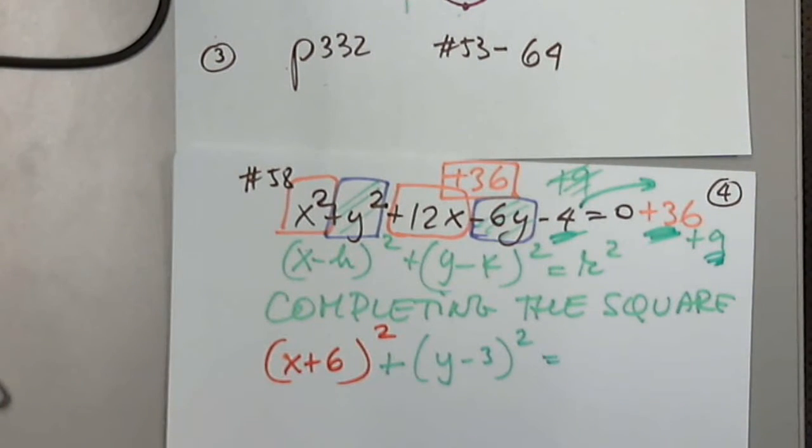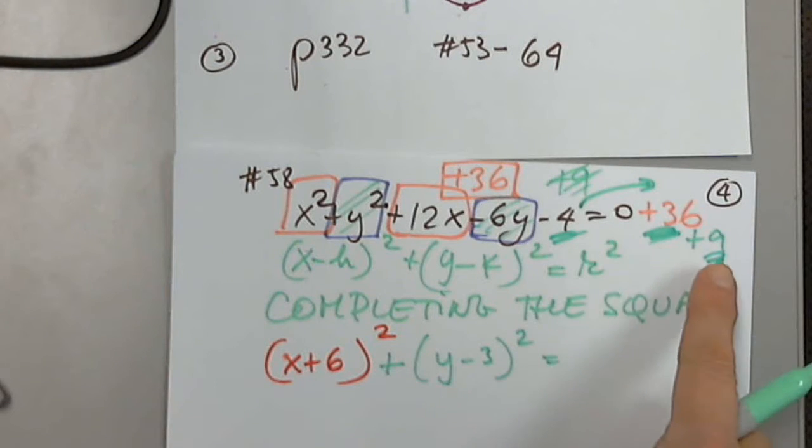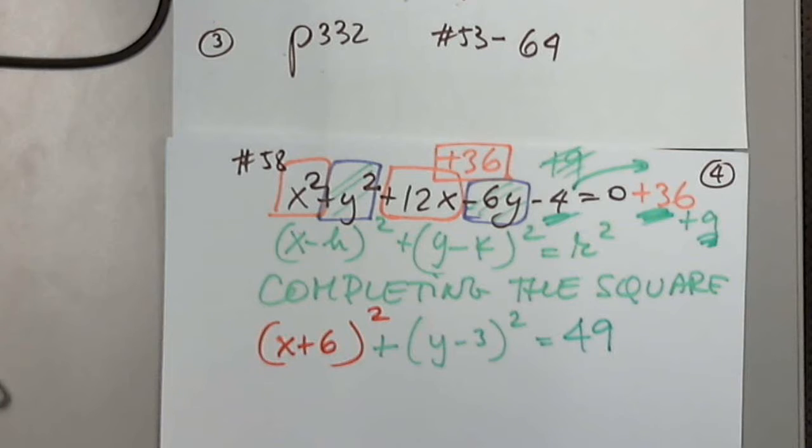What is left on the other side? 41 squared. Or 45. No, not 49. Thank you. Now here's the final question. I shouldn't say final, one question. Does this represent a circle?